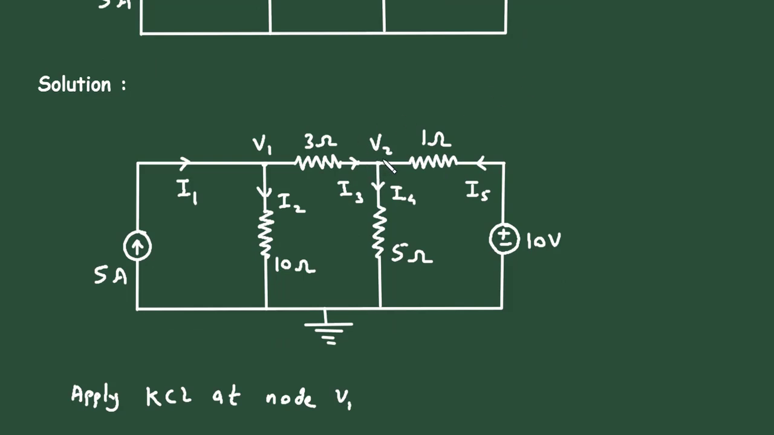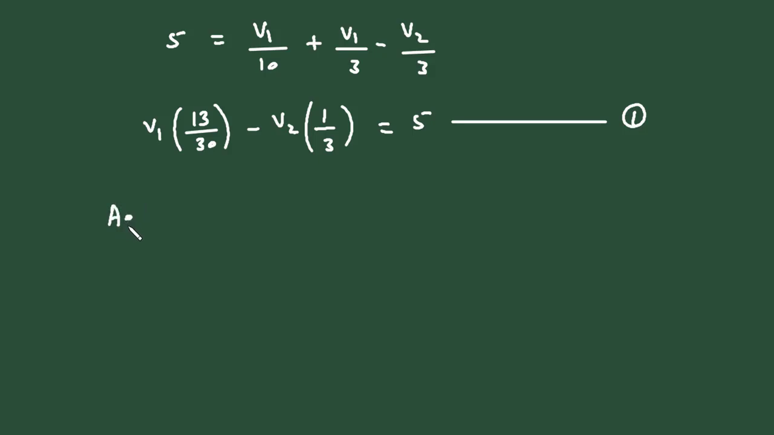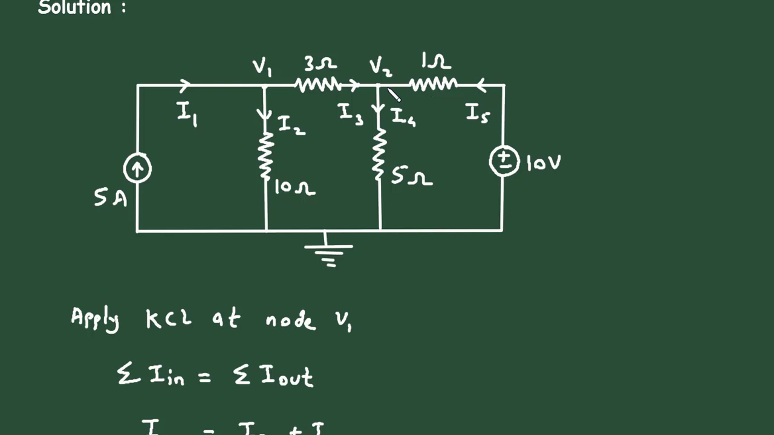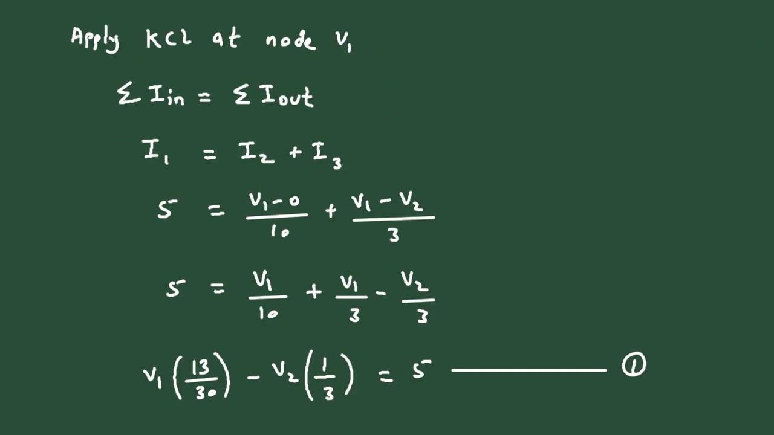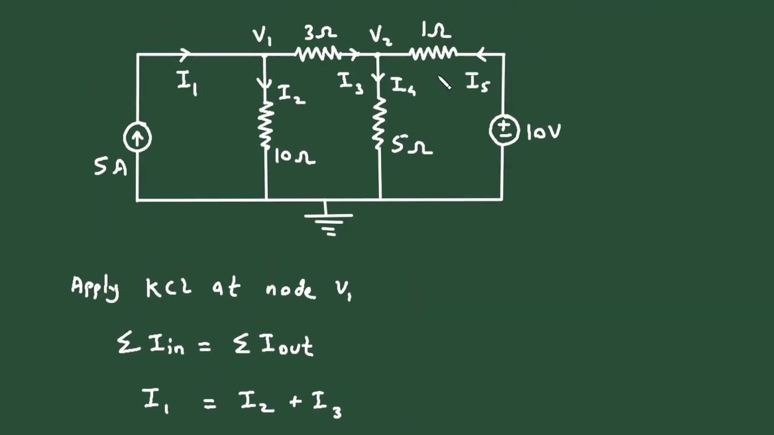Now next, apply KCL at node 2. Again, according to KCL, the summation of all the entering current is equal to the summation of all the current leaving the node. Here at this node, the entering currents are I3 and I5. So we can write I3 plus I5 is equal to I4.